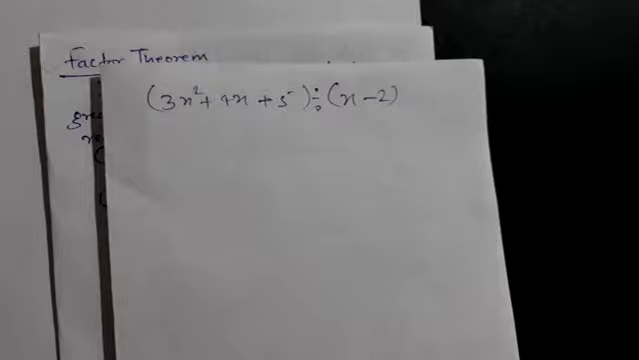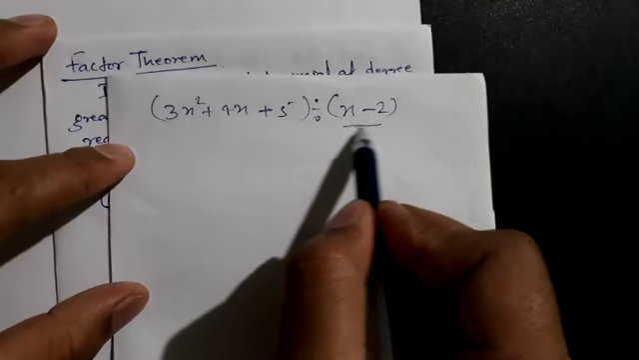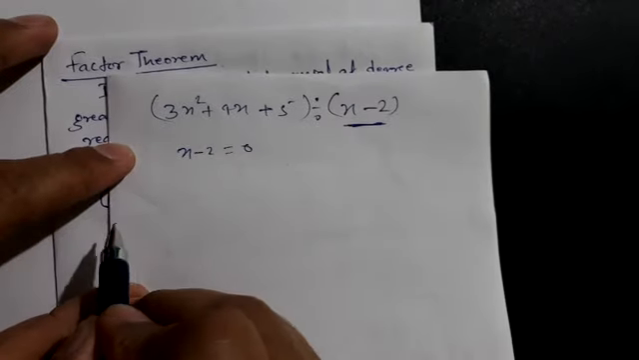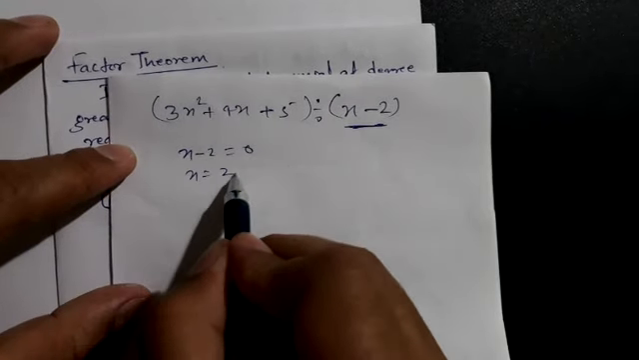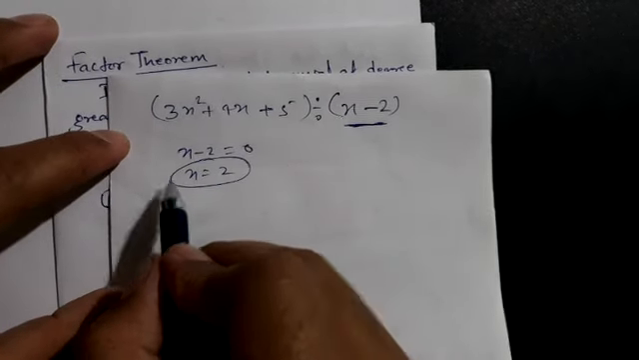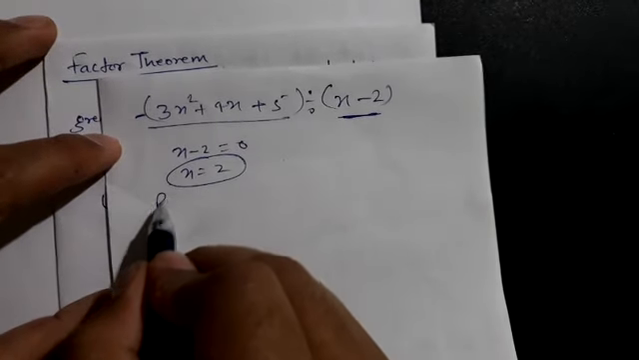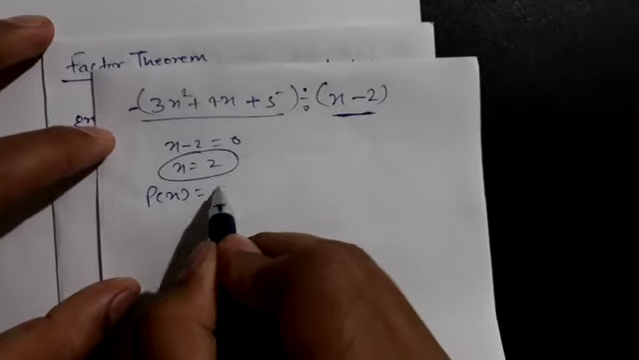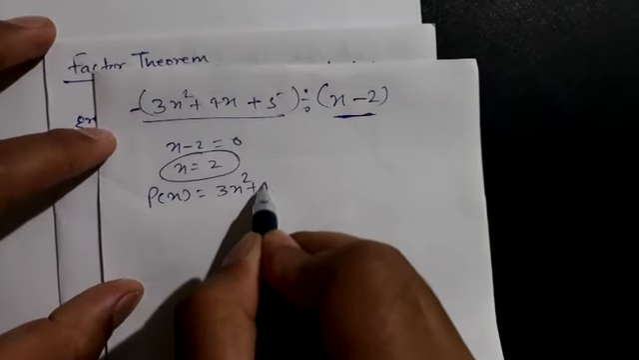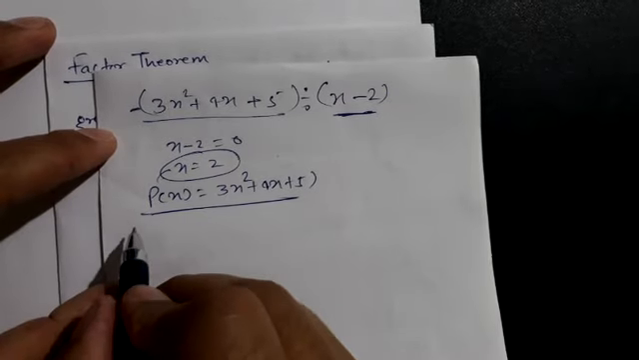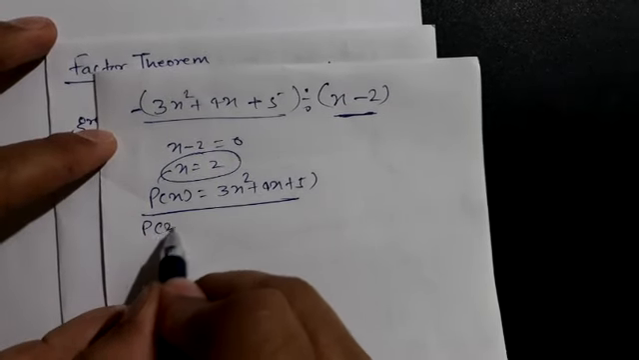For the remainder, first we will find the zero of the divisor. We will put x minus 2 is equal to 0, so from here x is equal to 2. Now we are going to substitute this x equal to 2 in the polynomial p of x, where p of x is equal to 3x square plus 4x plus 5. So we will find p of 2.